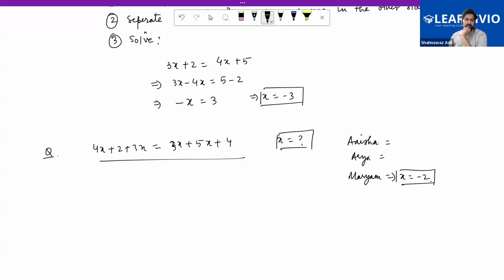Yes. Sir, x is equal to 2. Oh, x equals 2. So you are getting x equals 2. So there is a disagreement, right? And Arya, what about you? So there are two different answers. So one of you is incorrect.